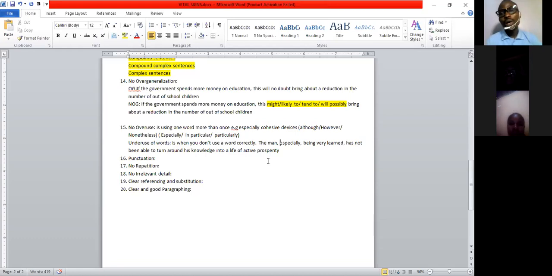Underuse basically means that you don't have a good understanding of the usage of that particular word. So don't underuse words. So we're at repetition. Please don't repeat words. Try as much as possible to stay away from repetition of words.